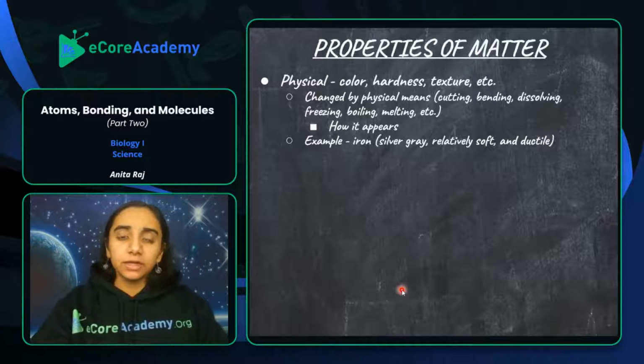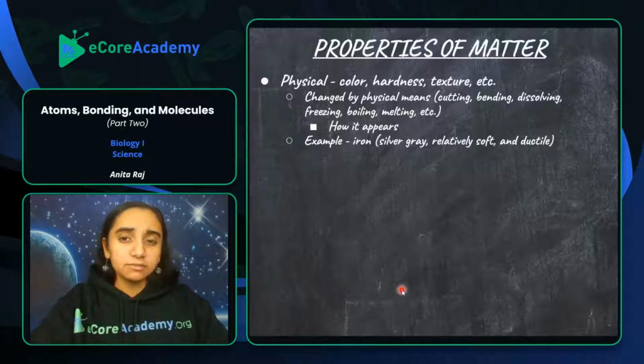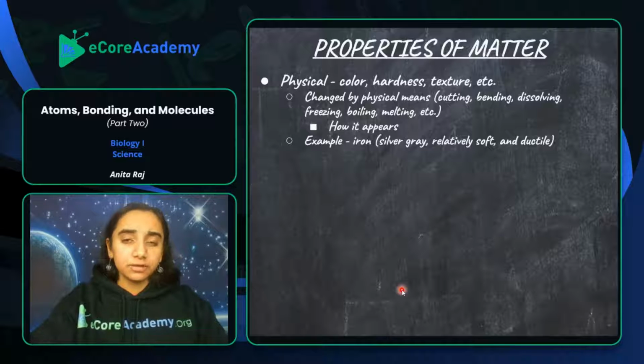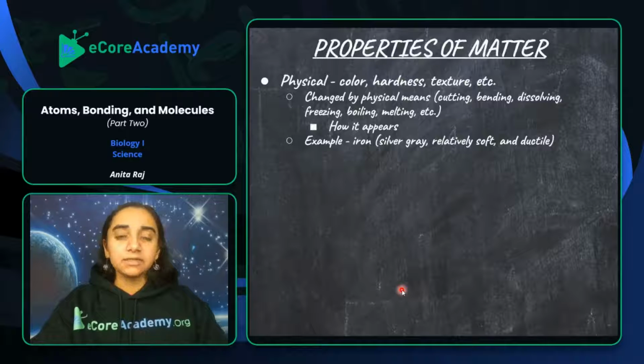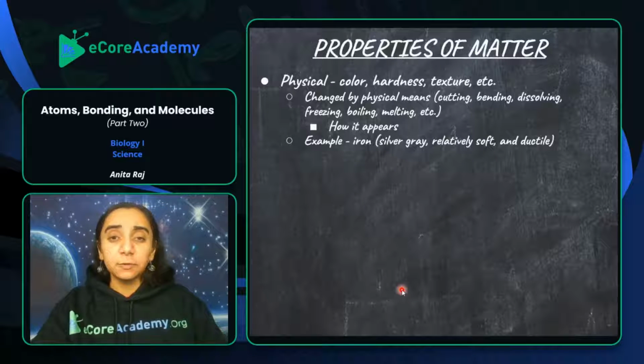For example, if I look at a table, I can see the color of the table. The table I'm sitting at is blue. That is a physical property. I can also observe the hardness. This table is pretty hard. The texture of the table is smooth because it was sanded over, etc. These are examples of physical properties. And physical properties are mainly defined because they can be changed by physical means.